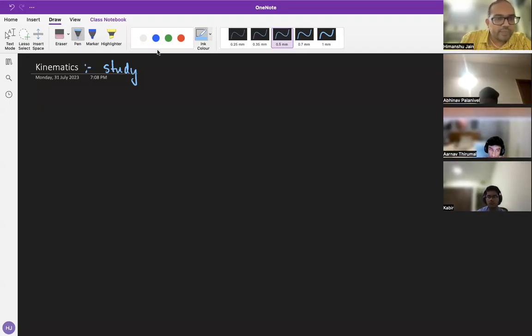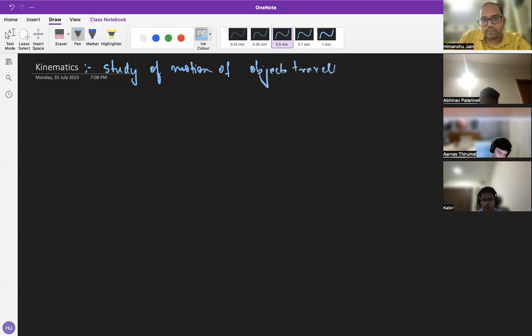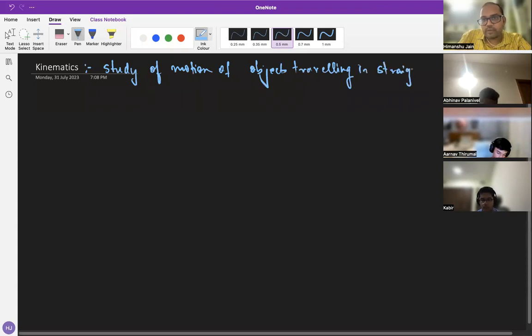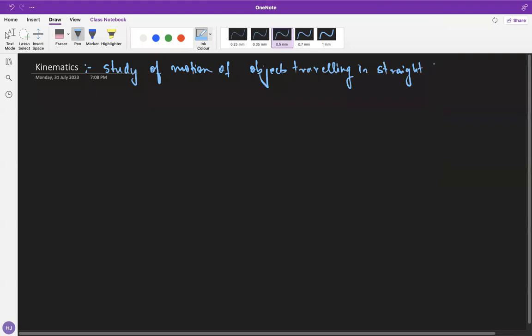Okay, so the topic for today is kinematics, which basically deals with the study of motion of objects traveling in a straight line. Whenever we are referring to straight line motion, we can consider that we are studying kinematics. Now, when we refer to straight line motion, it could be in two perspectives.